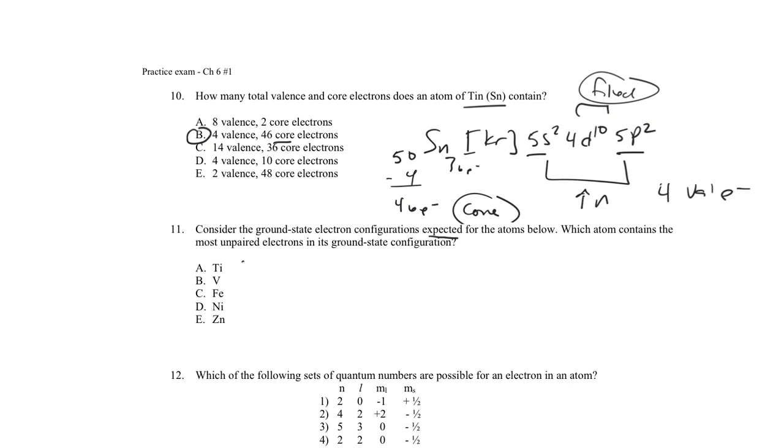So titanium is argon 4s2, 3d2, 2 across the D block. Vanadium is the same but a 3d3. Iron is the same but a 3d6, 6 across. Nickel is the same but a d8. And then the zinc atom is a d10.